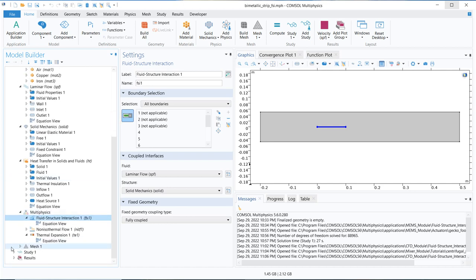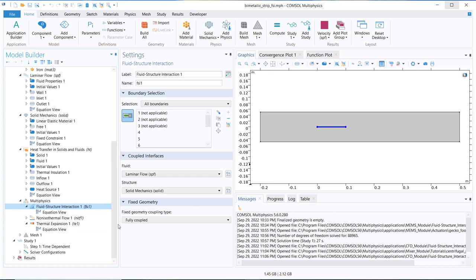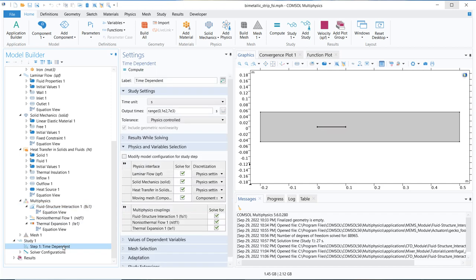Now if you see the study, this is a time dependent study, and as I always mention, you should always have an idea of the time scale. This operation may take in the order of 10 to the power 3 seconds, and that's why they have taken the maximum time scale as 7E3. That means 7000 seconds.